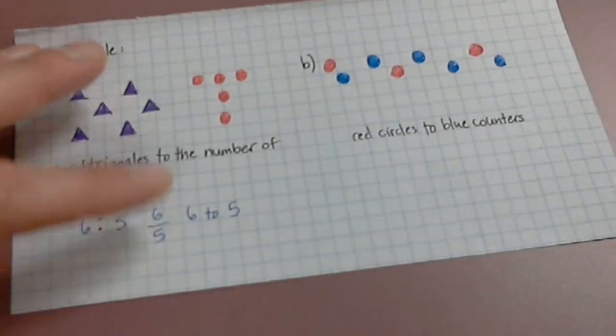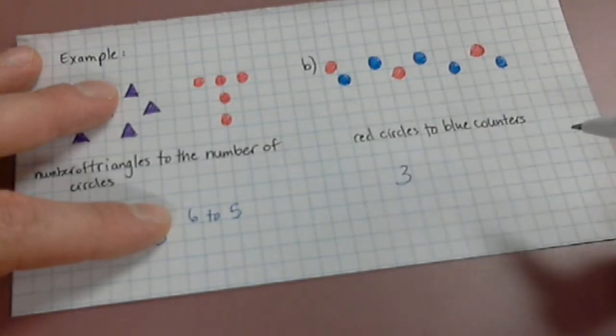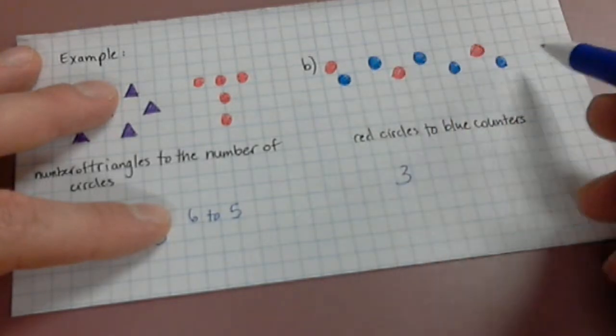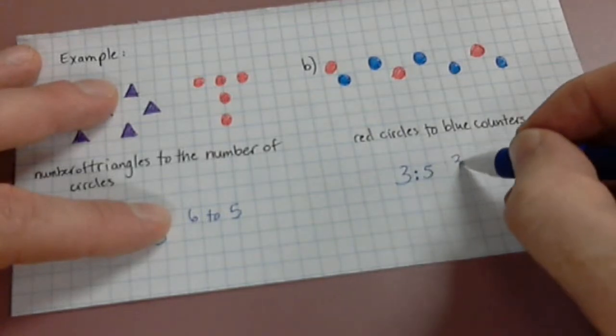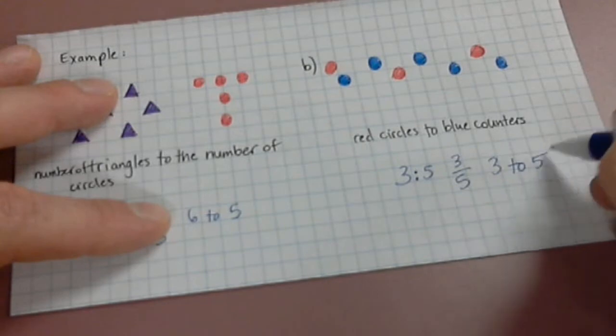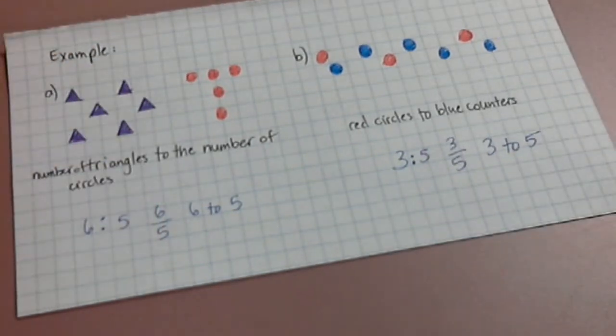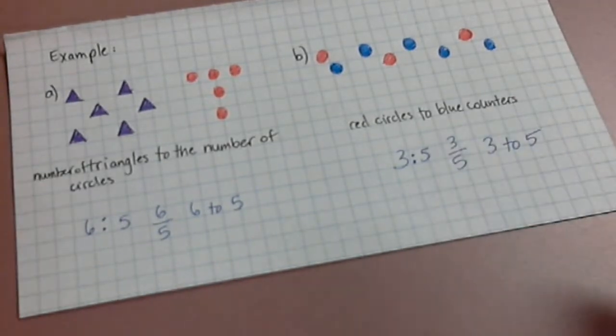We have red circles to blue circles. There are 1, 2, 3 red circles. There are 1, 2, 3, 4, 5 blue circles. So 3 colon 5, 3 over 5, 3 to 5. Okay, you need to be able to switch the ratios back and forth between the colon form, the fraction form, and the word form. That's the goal for today.